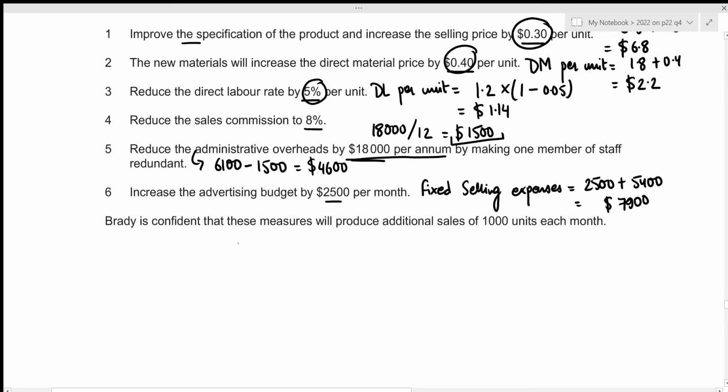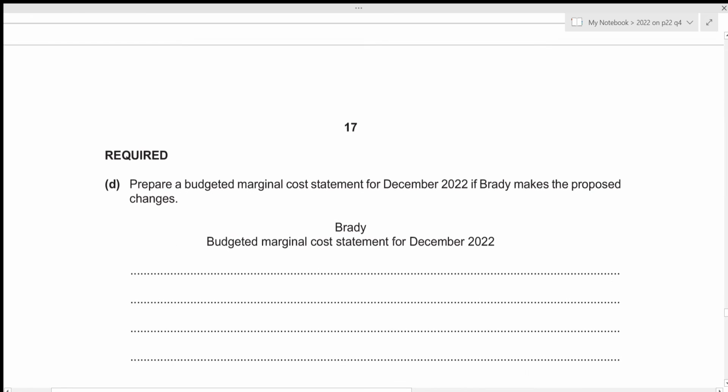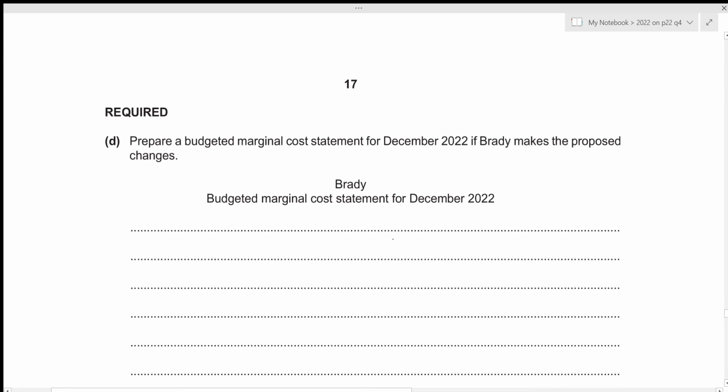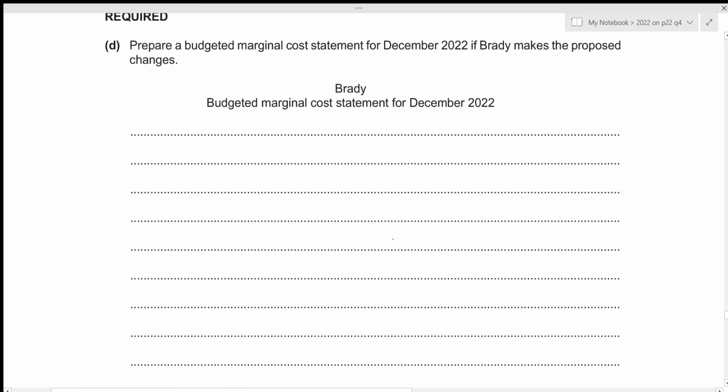Then Brady is confident that these measures will produce additional sales of 1,000 units each month. So previously we had the sales of 12,000. Now there is an additional 1,000. So the new number of units is going to be 13,000 units. Okay. Now we need to prepare a budgeted marginal cost statement for December 2022.